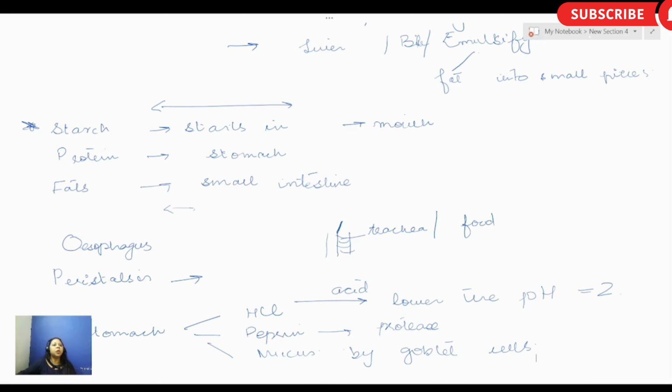Exactly, and you even cannot eat anything then. No spices allowed then. So better to eat spices in moderate amount. Okay, what else is the function of HCl? It lowers the pH to 2. What else is the function?